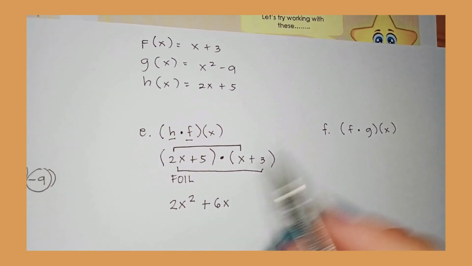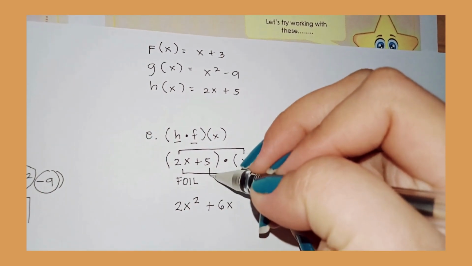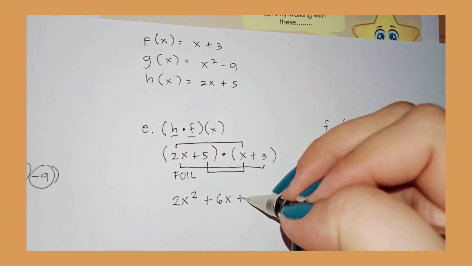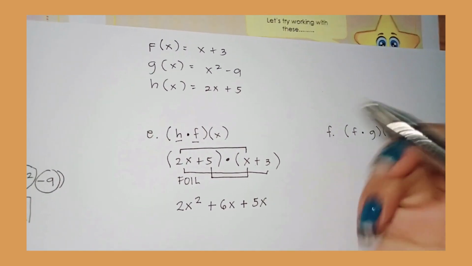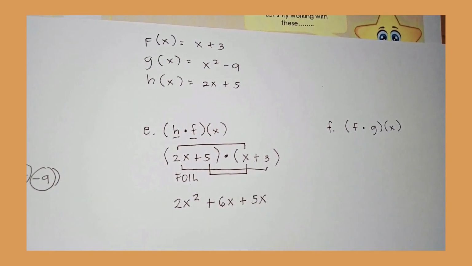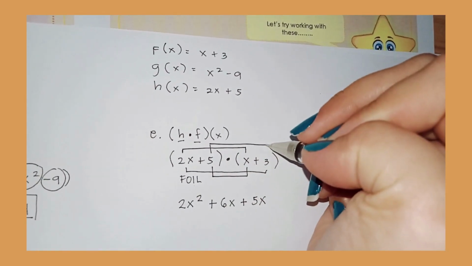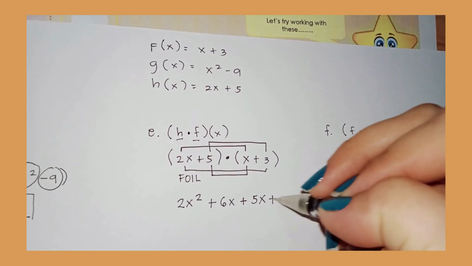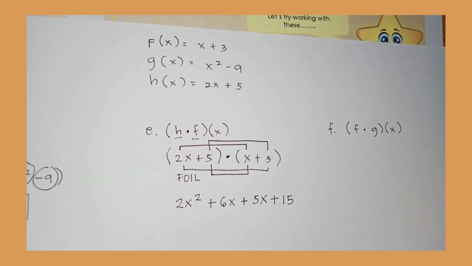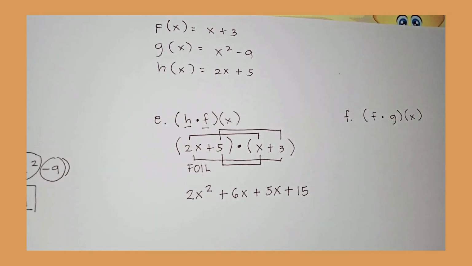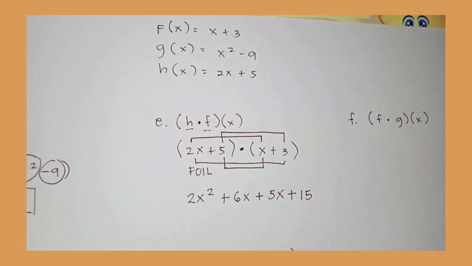Next, inner. Lahat na nasa loob. 5 multiply to x, the answer is positive 5x. Pinagsama ko lang yung dalawa. Then, last, 5 multiply to 3, the answer is positive 15. Again, we use the FOIL method. Next, combine like terms tayo.